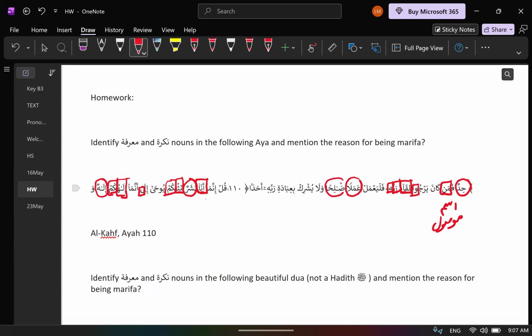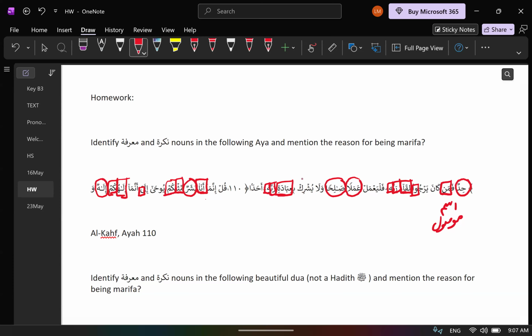Salihan, nakira. Wala yushrik bi ibadati rabbihi. So la is a harf, yushrik is a verb. Bi ibadati rabbihi, rabbihi again. Because of the he, all of these become marifa, not the bi. Bi is a harf jar. In yushrik, we have the ka. No? Oh, ka, sharak. Okay, yes, it is a part of the word. Sorry. Ashraka yushriku, that's the verb.